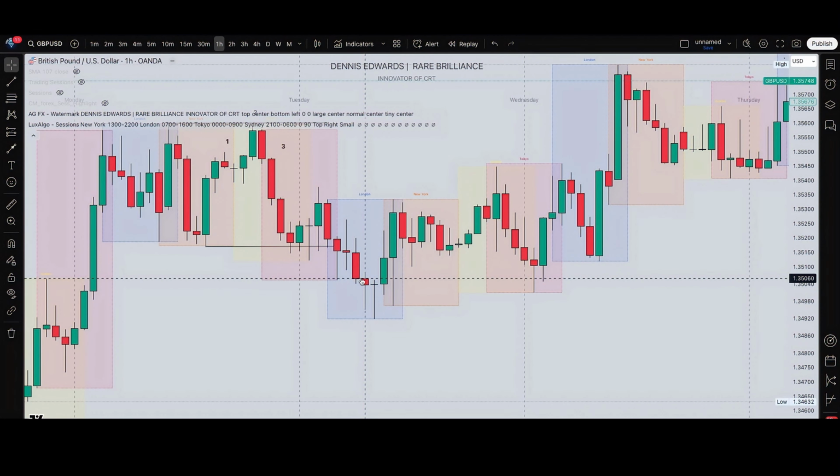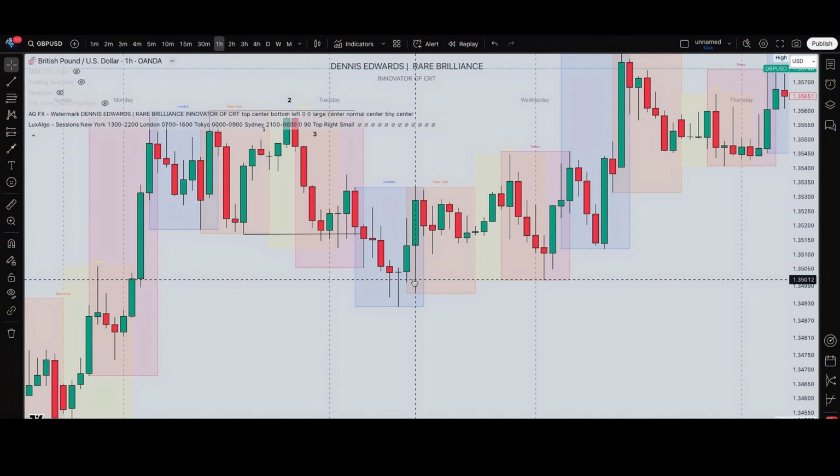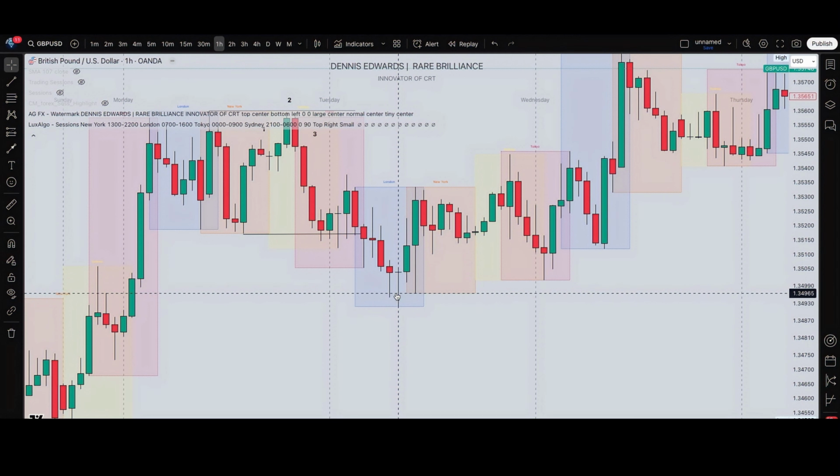And London session, well, this was late London session, more pre-New York. You had the market form CRTs, but ultimately it was changing intent. So what you want to be able to do is start paying attention to what is actually happening within the phases during these overlaps or just during these transitions of sessions.